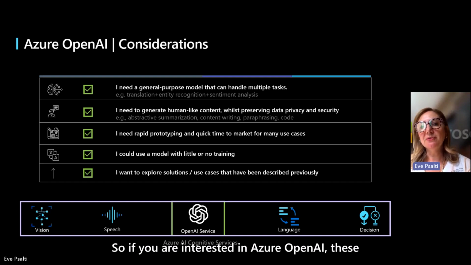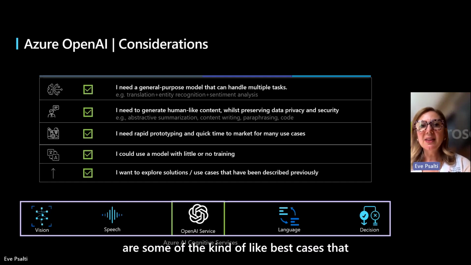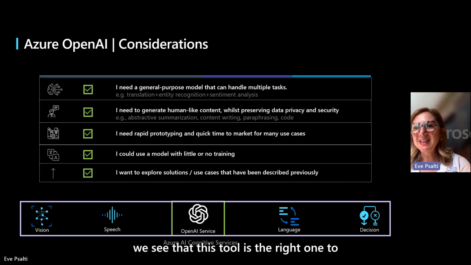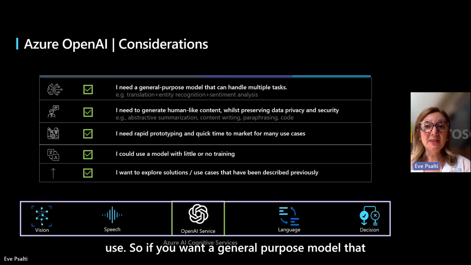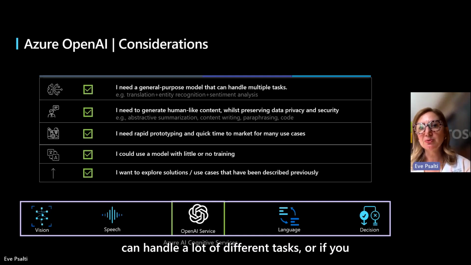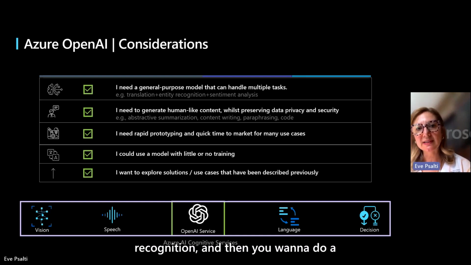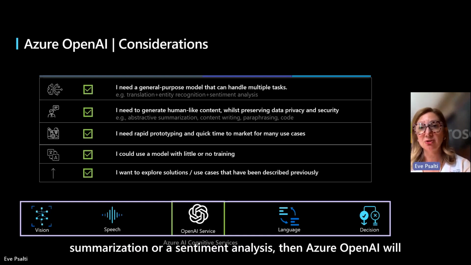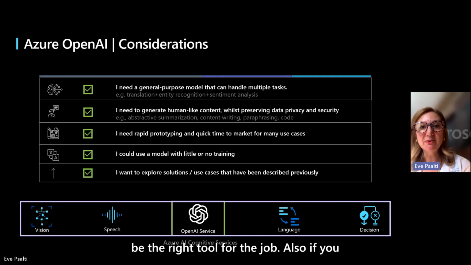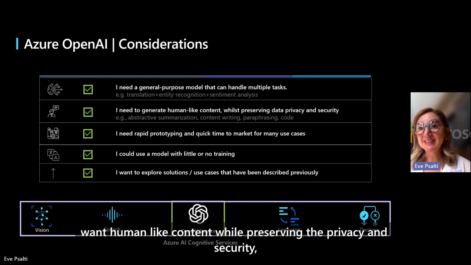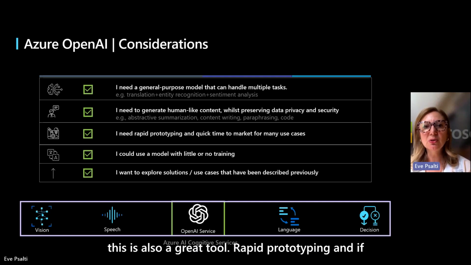So if you are interested in Azure OpenAI, these are some of the best cases that we see where this tool is the right one to use. If you want a general purpose model that can handle a lot of different tasks, so if you want to translate something and then do entity recognition and then a summarization or a sentiment analysis, then Azure OpenAI will be the right tool for the job. Also, if you want human-like content while preserving privacy and security, this is also a great tool.